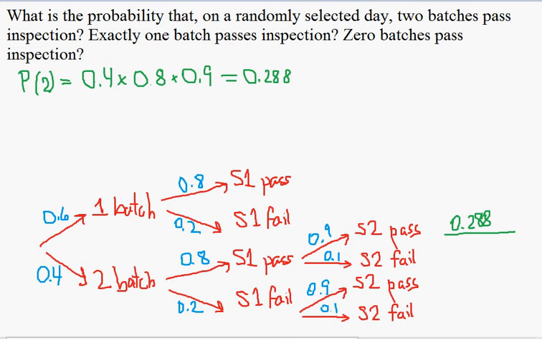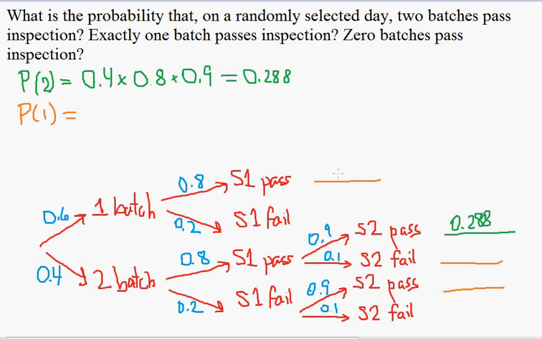Okay, let's now take a look at the probability that exactly 1 passes inspection. Well, that can happen here. 1 passes. Also, 1 passes here. The first passes and the second fails. Also here, the first fails, but the second passes. So I have 3 different ways highlighted in orange where exactly 1 batch passes.